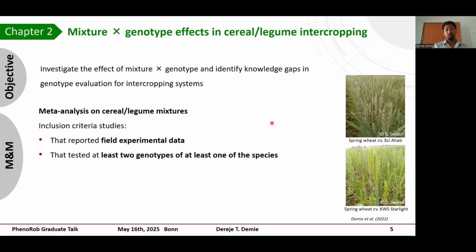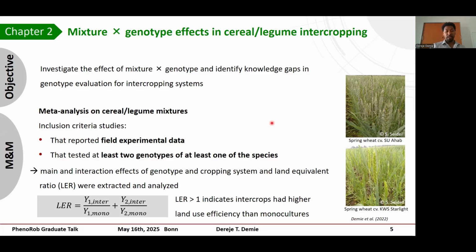So the objective of the first chapter of this work is to investigate the effect of mixture genotype and identify knowledge gaps in genotype evaluation in intercropping systems. For this, we conducted a meta-analysis which only considered cereal and legume intercropping systems, and those studies which were conducted in field experiments and tested at least two genotypes of at least one species. We extracted some data such as main interaction effects, that means the genotype cropping system interaction.